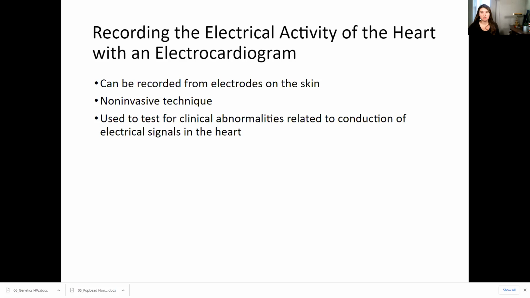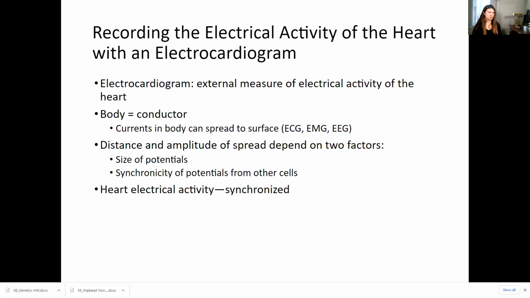So they travel to the surface. This is great because we can measure heart function without actually getting in there, right? This is a non-invasive technique that can let us test for clinical abnormalities. So we've talked a little bit about how, right, the AV node would take over if the SA node fails. In order to figure out it failed, we might need to actually take a look at that electrical signaling. So this is an external measure of the electrical activity of the heart. And the body is conducting those depolarizations to the surface.